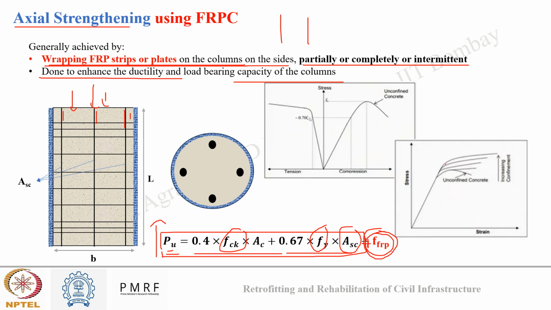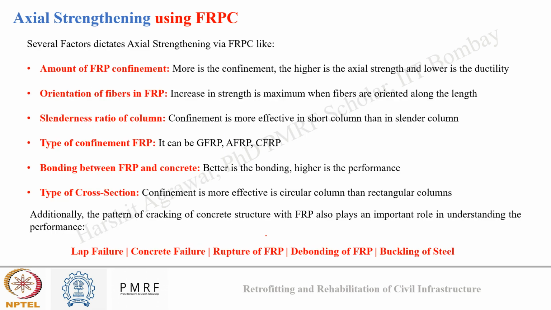In the figure also you can see the same has been shown. For an unconfined column, the stress increases up to a certain limit and then it drops. However, with FRP, the stress taken by the column continues to increase beyond the limit of unconfined concrete. This is due to this additional factor that is coming to increase the Pu, the ultimate load carrying capacity of the column. Now again, several factors can dictate the axial strengthening of FRP, like amount of FRP confinement.